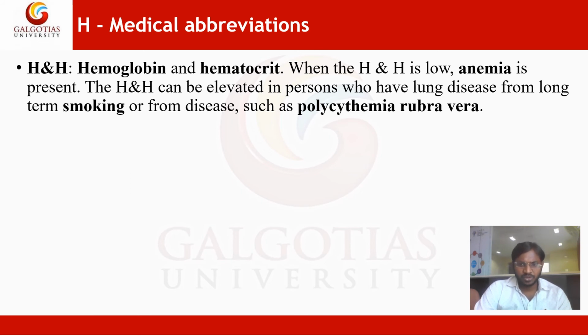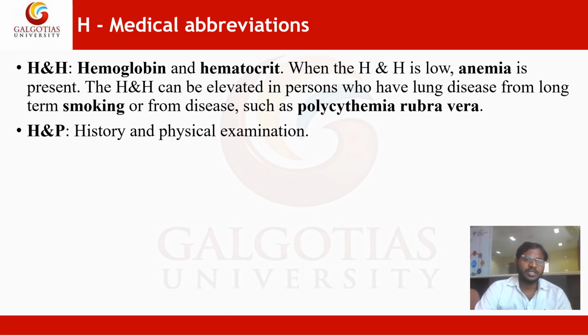In this code, when the patient has the problem of anemia, that time we can diagnose both hemoglobin and hematocrit. It's also called PCV, packed cell value. Hematocrit you can also call PCV. Hemoglobin, you can write the short form HB. In the medical terminology in patients, they mostly mention the H and H and P.